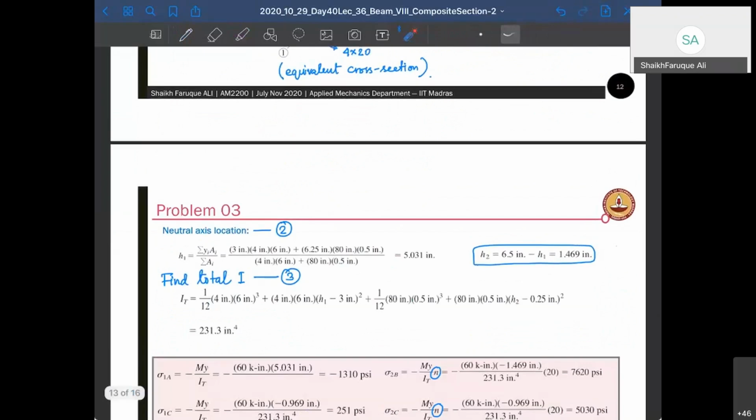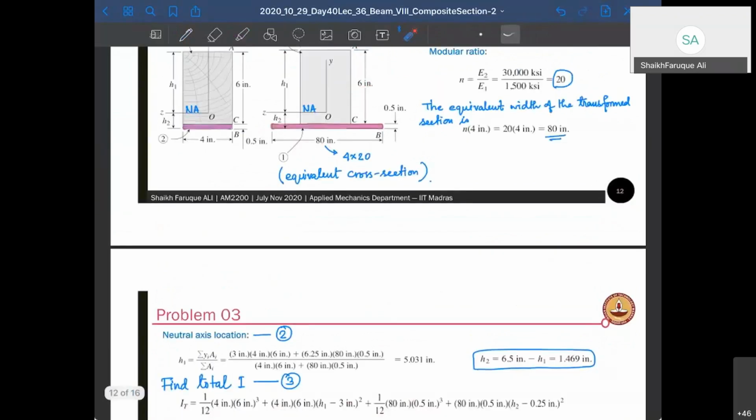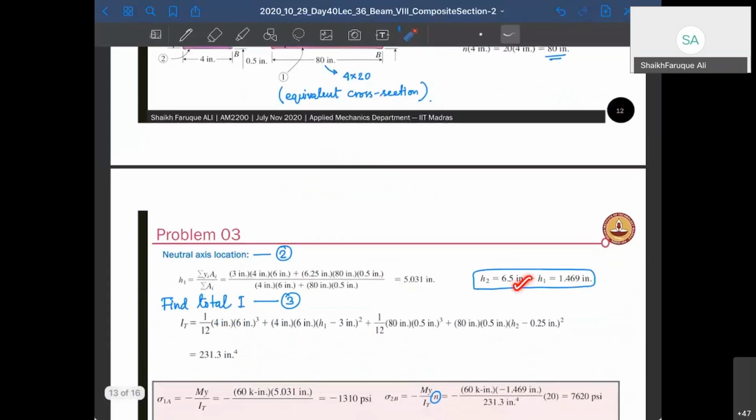So this is your 6 inches. This is the area, 4 inches into 6 inches, into 3 inches which is y bar. Plus this, 6.25 inches is y bar because this is 6 and there will be 0.25 here, and then the area is 80 into 0.5. Remember, this is now 80, not 4. And that is divided by the total area. So that comes out to 5.031, same as what we got in the last class. And therefore H2 you can also find out from here.